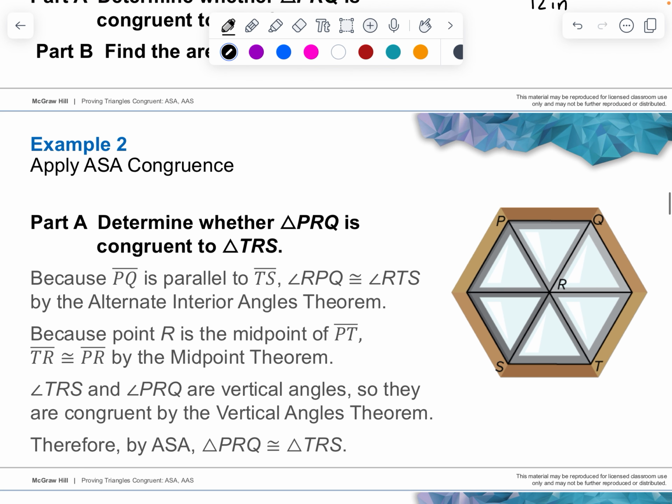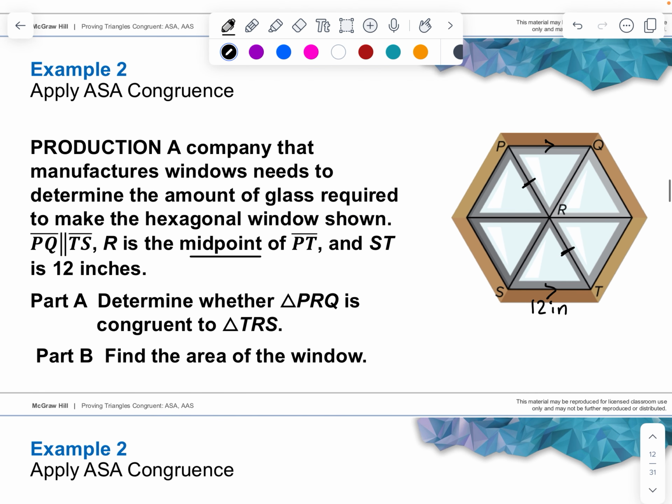And they're going to walk you through this, but what I would do if I was doing this, especially if it's in a picture, I would probably draw it out separately from the picture. There we go. And I would show what I know. This is 12. These are parallel. And remember, if those are parallel, we get our alternate interiors.